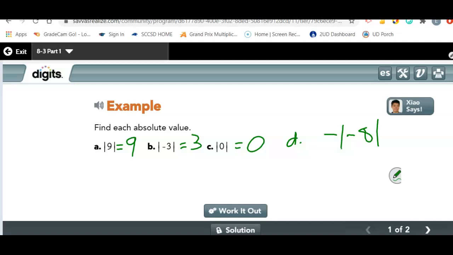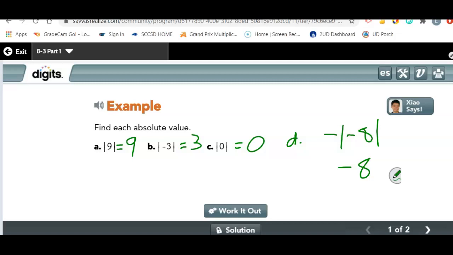Alex: -8. Say it with some confidence. -8. There we go. -8. What do you think? Is Alex right? I'm not saying just someone say it with confidence, just be confident in your work. If you're wrong, you're wrong. It's no big deal, right? We're practicing. Okay, Alex is correct.